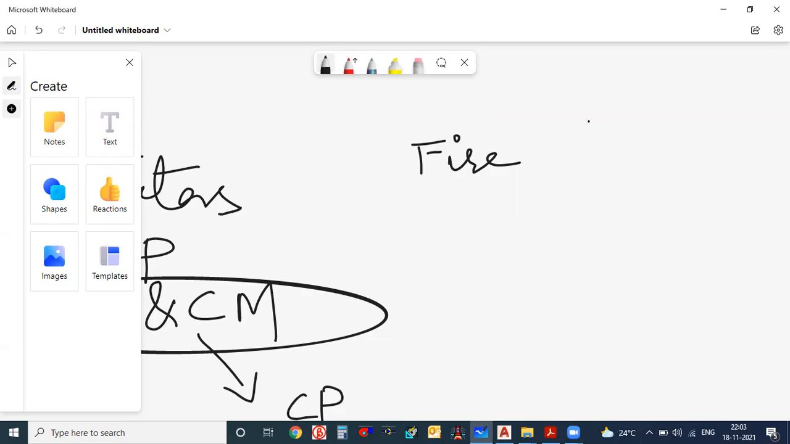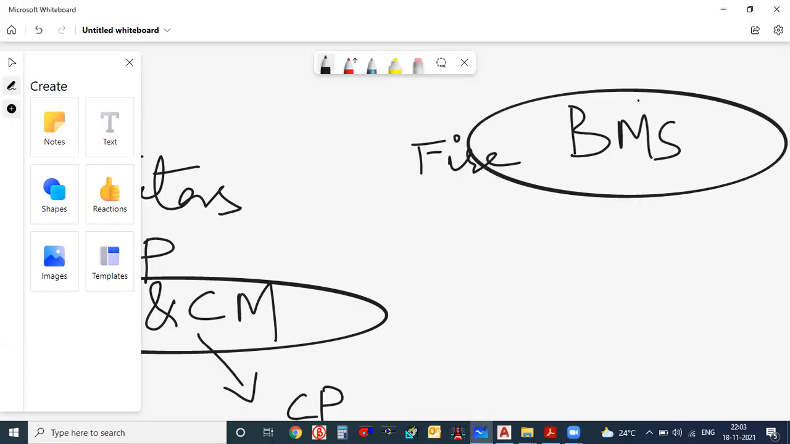Otherwise, I think in the BMS, they will connect. In the Gulf, it is recommended. In Dubai, I think it is recommended, and in Abu Dhabi, it is strictly recommended. If they are going with the BMS strictly, then obviously everything will be connected through the BMS.